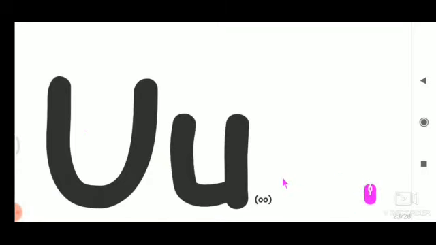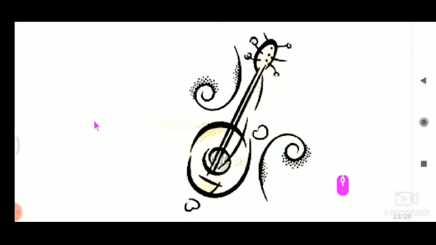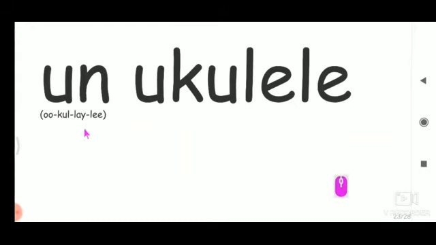U. Okay, this is another interesting word. Ukulele. U K U L E L E. Ukulele. Let's see what is ukulele. So I think this is a musical instrument. Okay. Repeat, ukulele.